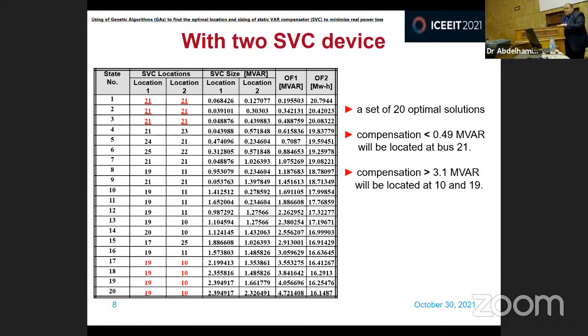With two static VAR devices, we also have 20 optimal solutions. We can see from the table that if the value of the compensation is less than 0.49 megavar, it will be located at bus 21. If the compensation is more than 3.1 megavar, it will be located at buses 10 and 19.